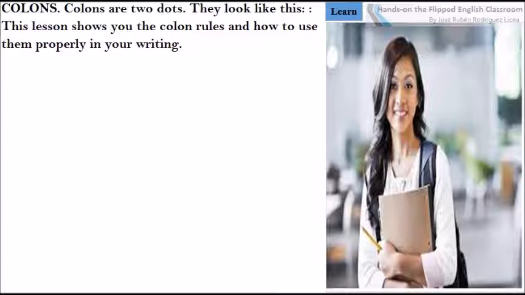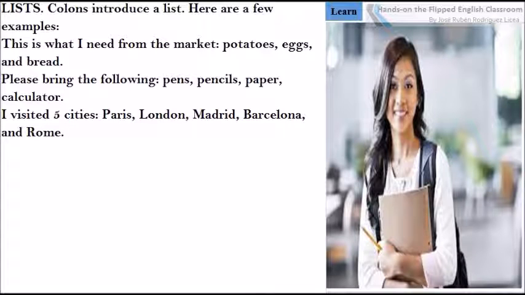Colons. Colons are 2 dots. They look like this. This lesson shows you the colon rules and how to use them properly in your writing. Lists. Colons introduce a list. Here are a few examples. This is what I need from the market: potatoes, eggs, and bread. Please bring the following: pens, pencils, paper, calculator. I visited 5 cities: Paris, London, Madrid, Barcelona, and Rome.